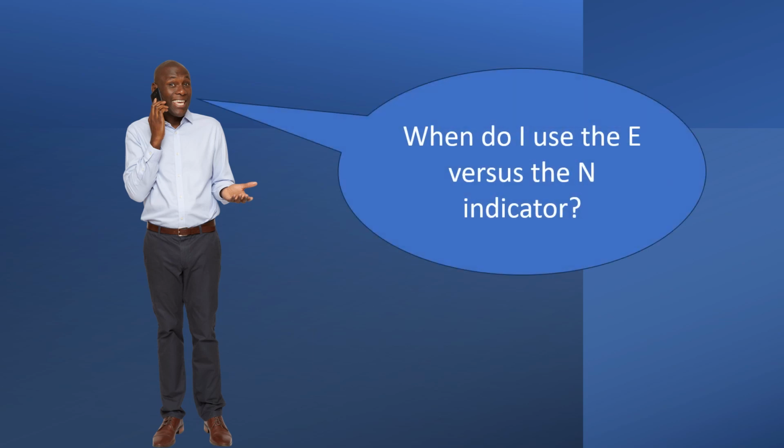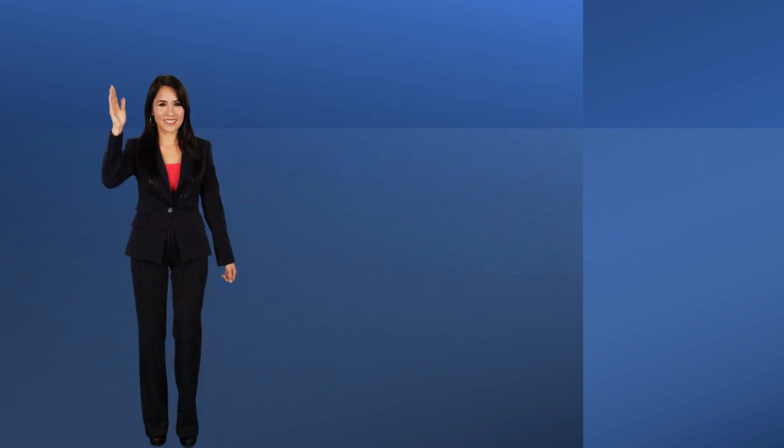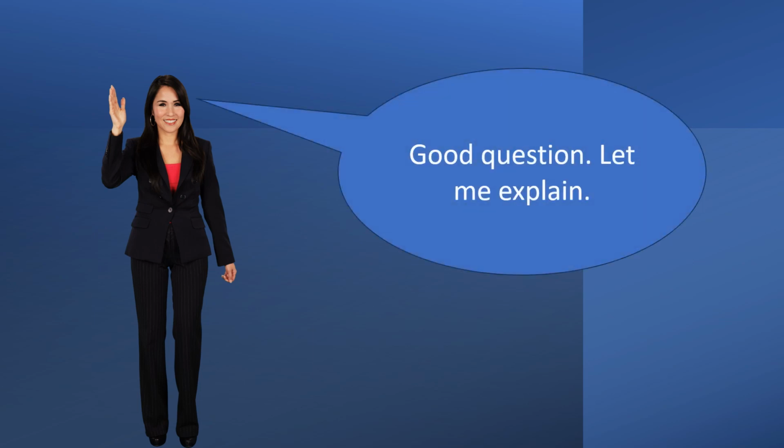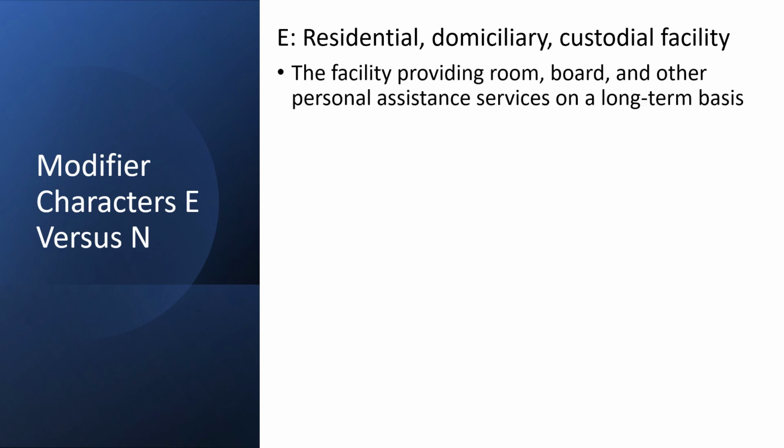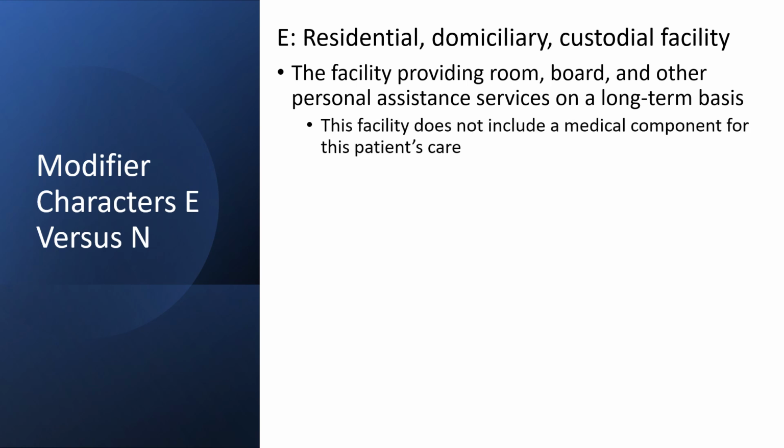When do I use the E versus the N? Melanie works for WPS. She answers, good question. Let me explain. Medicare uses the E to represent a residential, domiciliary, or custodial care facility. These facilities provide room, board, and other personal assistance services on a long-term care basis. This facility does not include a medical component for this patient's care. When there is no medical component, Medicare is not paying for any inpatient care.